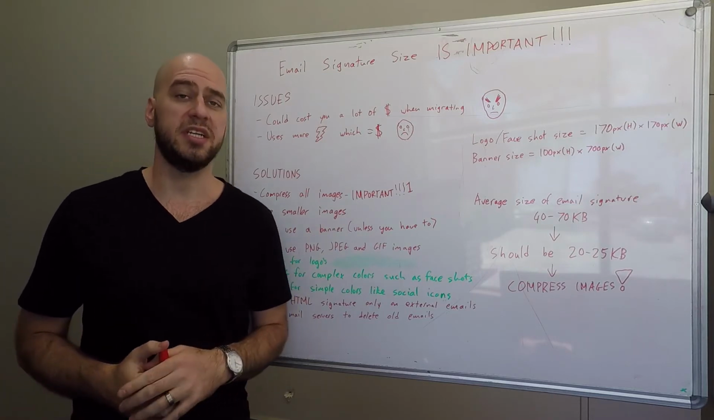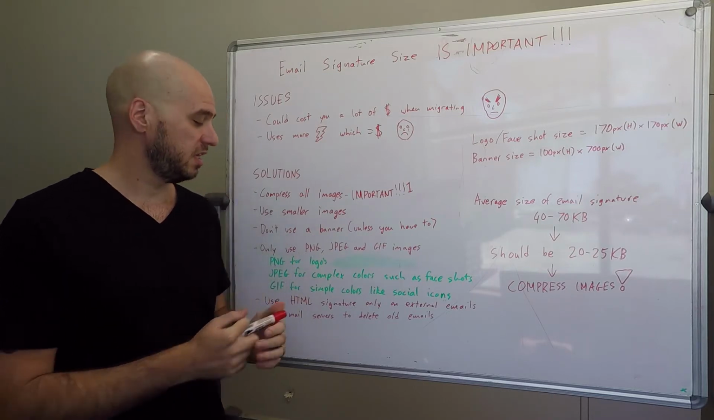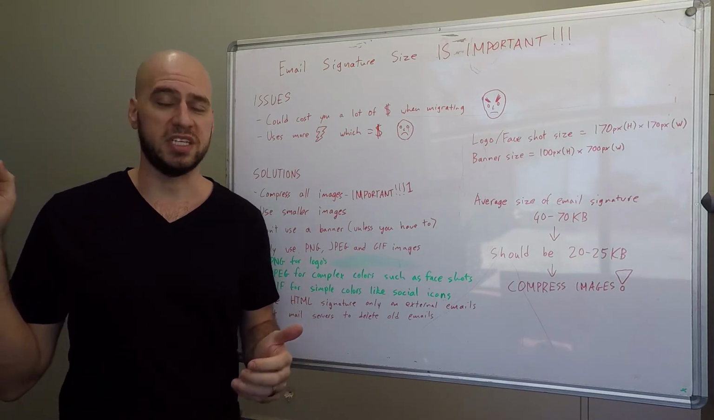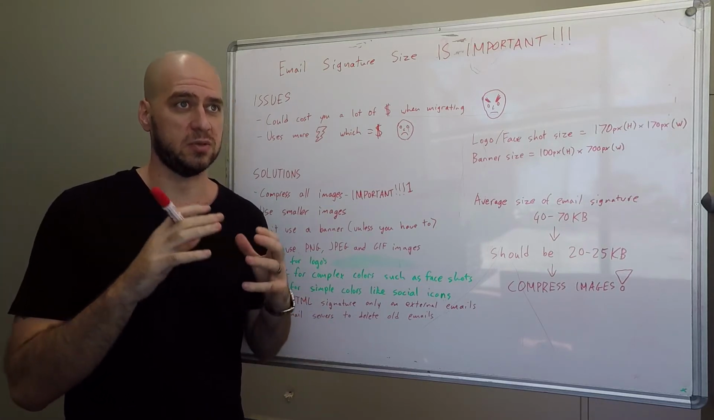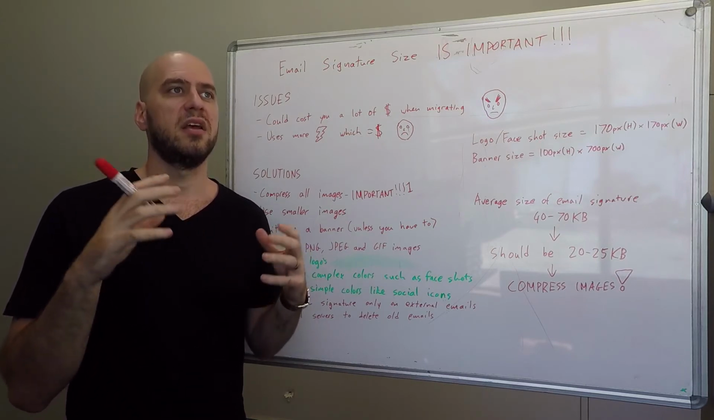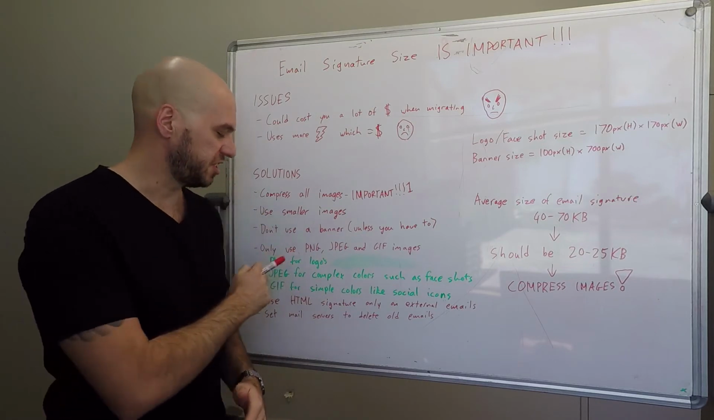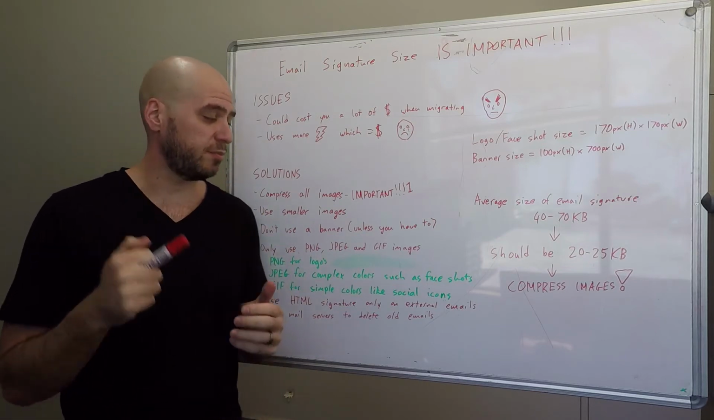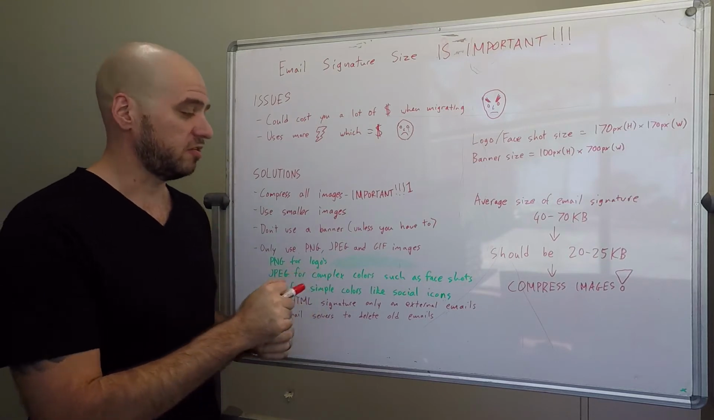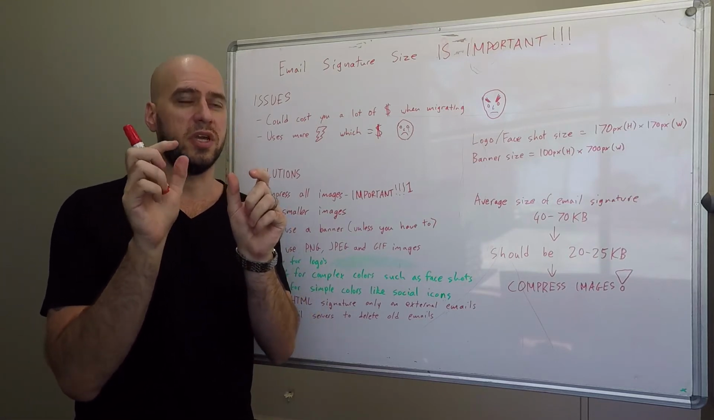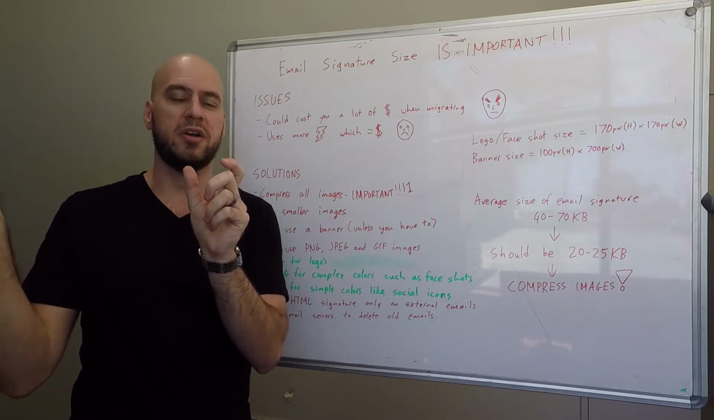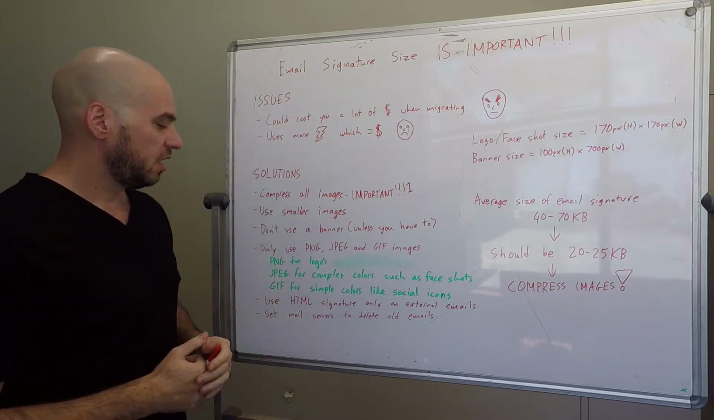Use only PNG, JPEG and GIF image types. PNGs are best for logos. JPEGs are best for complex imaging, like it's got a lot of shadows and things like that. So things like face shots, you use a JPEG. GIF images are best for social icons. So if you're using a lot of little icons in your email signature, like social icons or web or map icons, use GIF image.